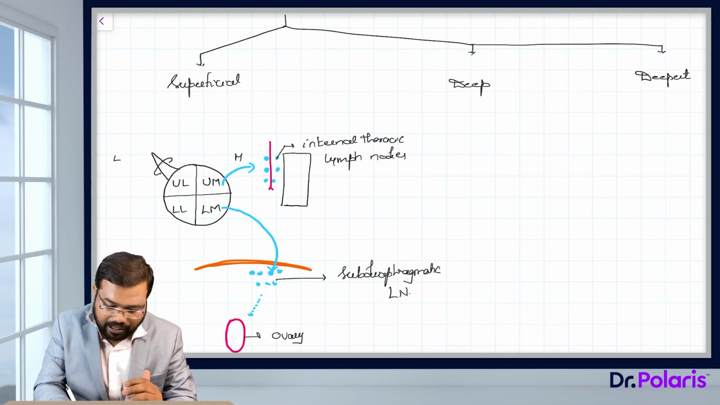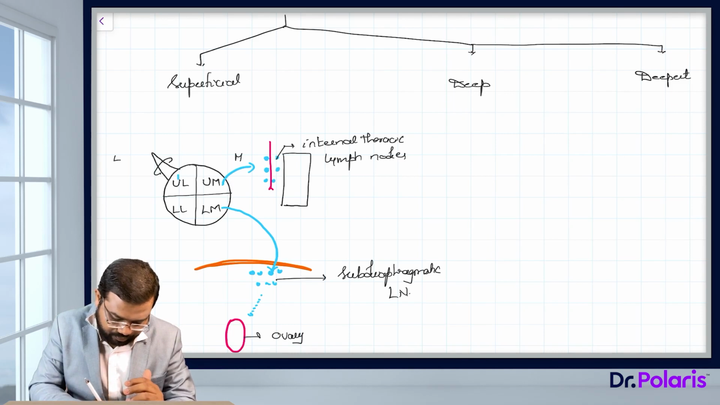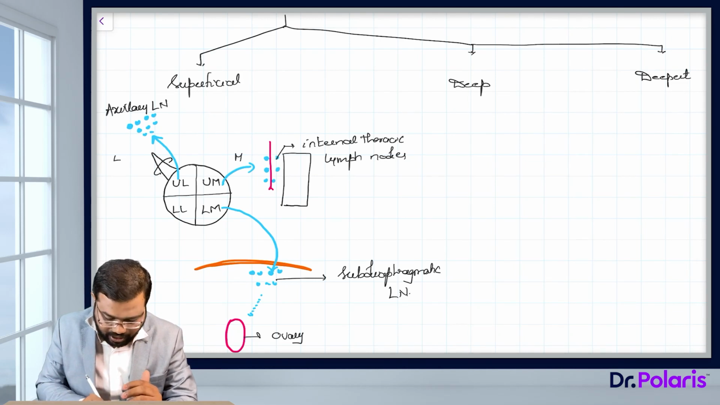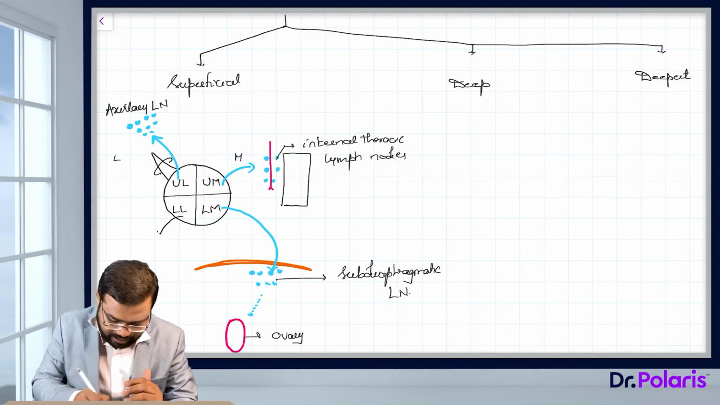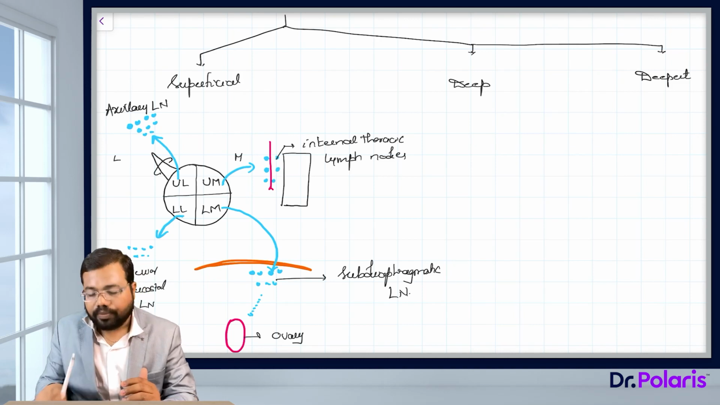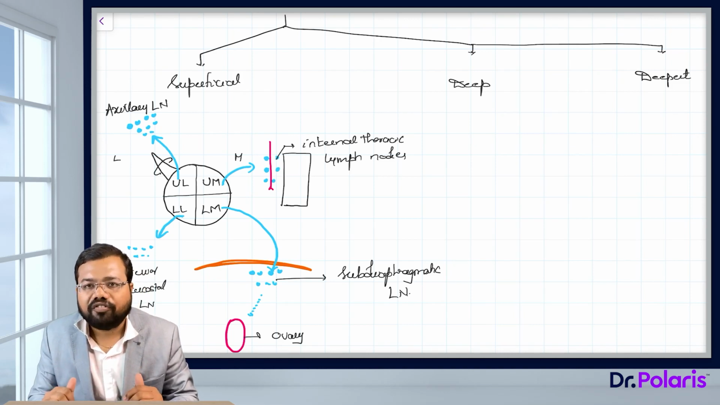Whereas the upper lateral compartments, they will be draining into a group of lymph nodes in the axillary region. They are called axillary lymph nodes. So these are the axillary lymph nodes for the upper lateral compartment. Whereas the lower lateral compartments are drained into the posterior intercostal group of lymph nodes. Posterior intercostal lymph nodes. Okay, so four parts are going into four different regions.